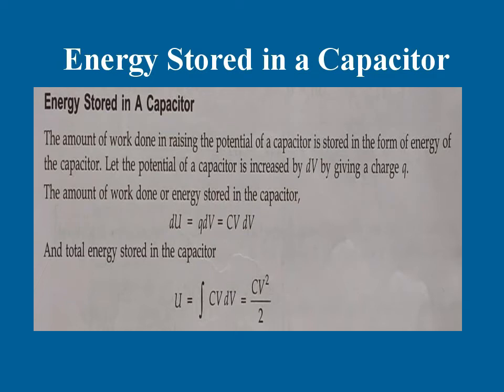Now here we increase the potential by a small amount, that is dV, by giving a charge of plus Q. The amount of work done or energy stored in the capacitor is given by, as you know, we increase the potential by a small amount dV. That's why the amount of work done should be small, that is dW. As you know from part 1, the work done is stored in the form of potential energy. Again, it is a very small quantity, that is dU.